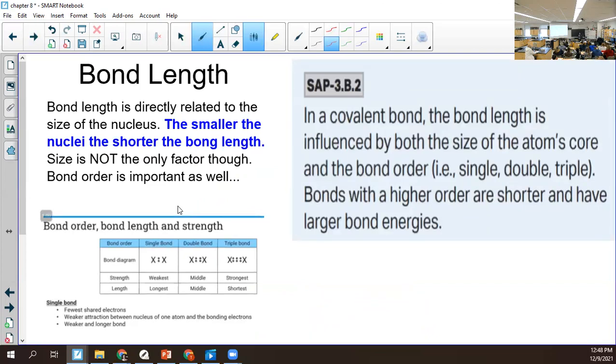Bond length, meaning how far apart the things are, the thing we just saw, is determined by two things. So here we go. It is directly related to the size of the nucleus. Smaller nuclei means that the electrons are closer to the positive charge, which is more force, according to Coulomb's law.